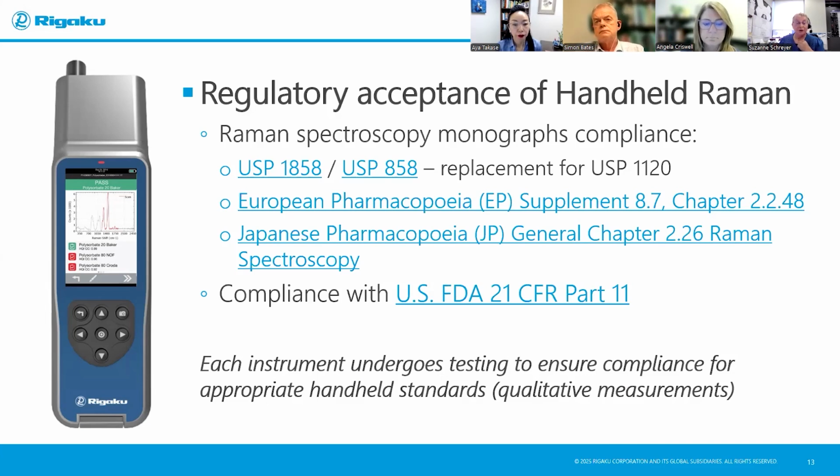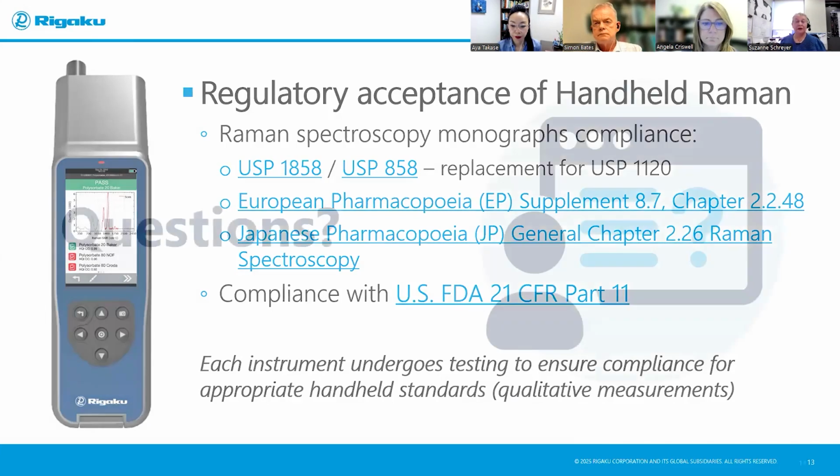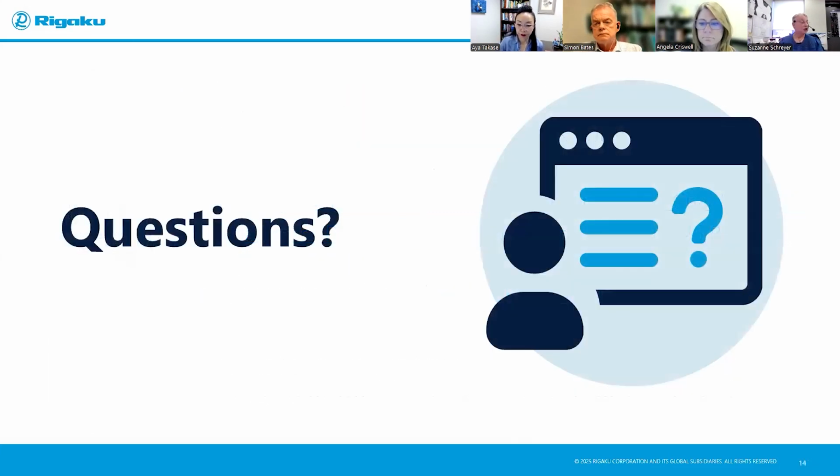Just as a point of reference, because this is a handheld portable instrument, the compliance is focused on qualitative measurements. So this instrument is not quantitative, but you can use it for screening or for verification purposes. And before we get into some of these examples, are there any questions?